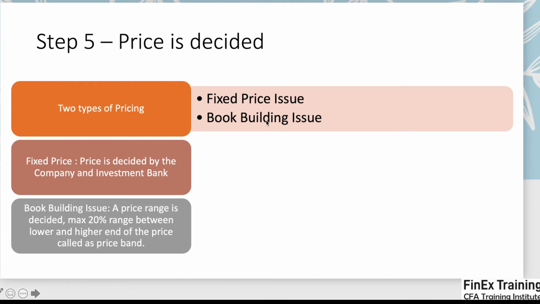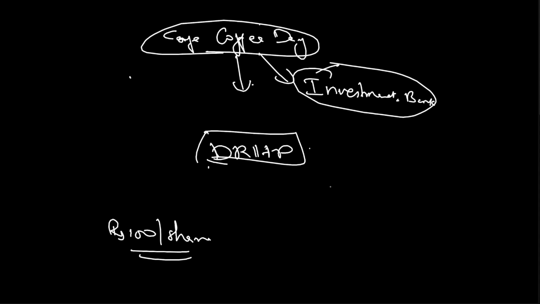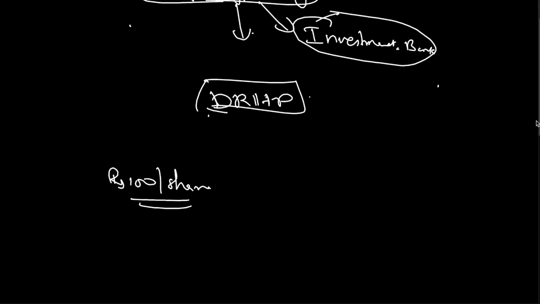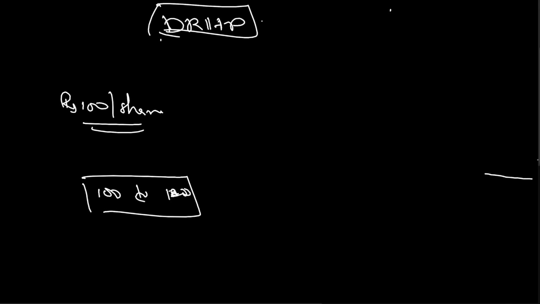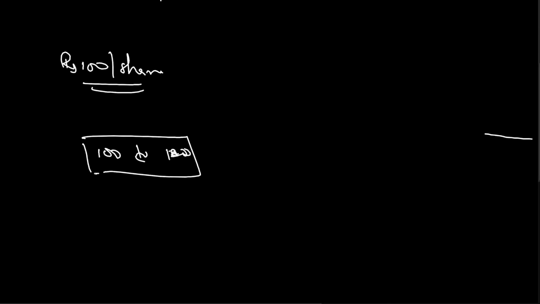Now what is book building IPO? Book building means they will let the market decide the price. How? They will decide the range. The company and investment bank will decide the range. Say for example, they are deciding the range of 100 to 120. So 100 to 120 is the range decided. Now they will let the investors decide at what price they want to buy. So normally people will think that if investors have to decide, then automatically they will go for 100.